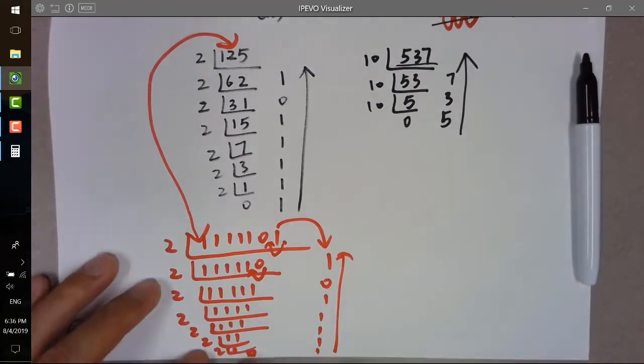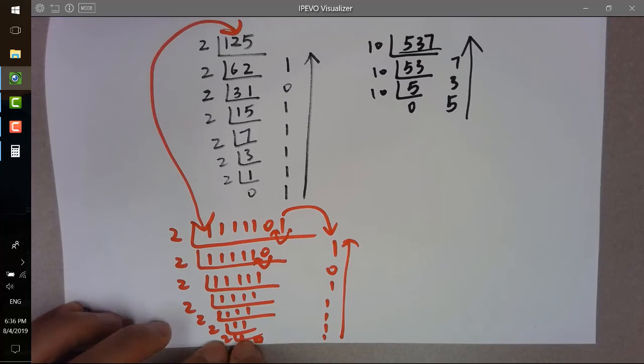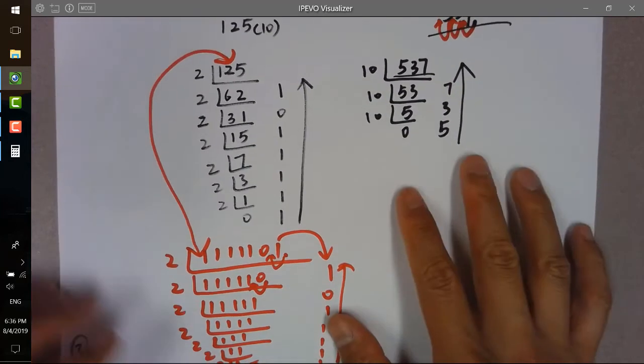You get a 1 here. The same thing here. Do not stop at 1. You want 1 divided by 2. You get a 0. Remainder is 1. So whenever you get a 0 here, you are done. Otherwise, just keep going. Keep dividing that number.